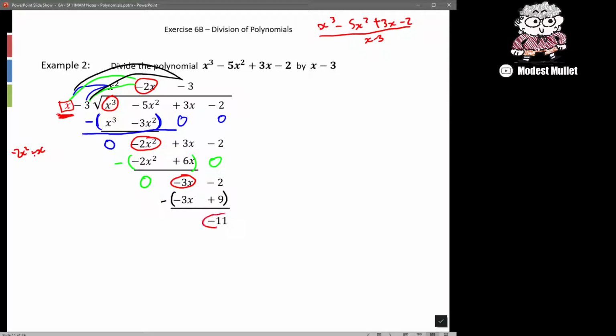Now again, we can try negative 11 divided by x. What is it? Well, we can't do that. So that's where we stop. That's where we end. So what do we have?